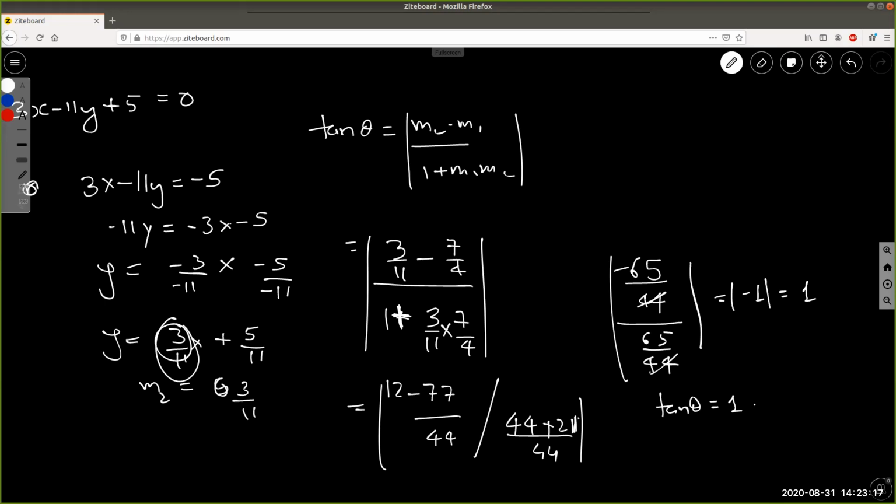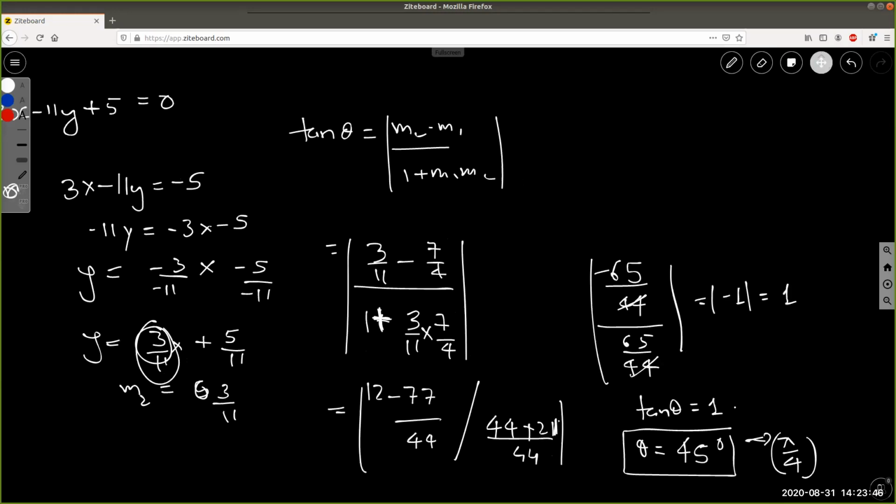That's correct. Yes, sir. Tan theta is 1. Theta is 45 degree. Yeah. Didn't you tell us to never write in degrees, always write in radians? Yes, sorry. Okay.